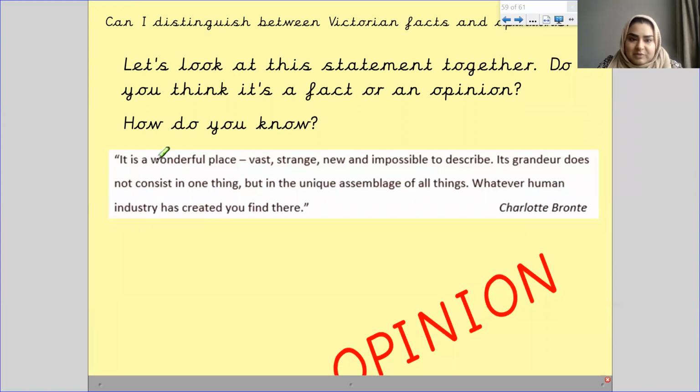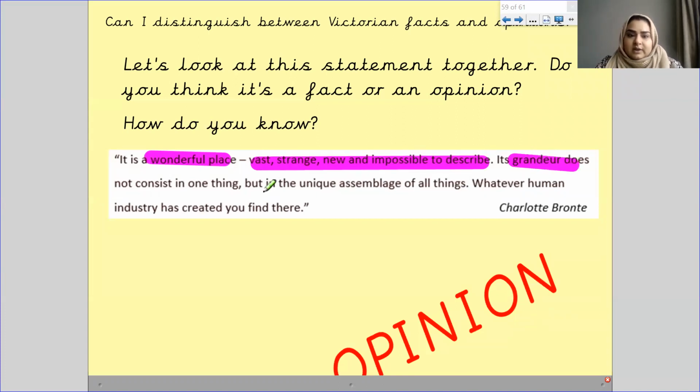Fantastic. It's an opinion because she feels it was a wonderful place with vast, strange, and new impossible things to describe. Okay. She says it was unique. Yeah, so that is how she feels about it, and that's her opinion on the Great Exhibition.